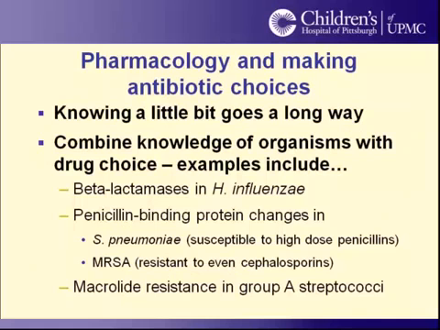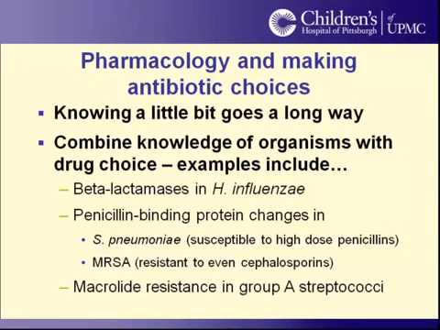I just want to note that pharmacology and making good antibiotic choices are natural things that go together, and not to be fearful of pharmacology. Knowing a little bit goes a long way here. We'll talk about several themes of pharmacology today, specifically combining our knowledge of organisms that cause our infections with specific drug choices. Some examples of this include beta-lactamase production in Haemophilus influenzae, which significantly influences choice of antibiotic for some of our common upper respiratory infections such as sinusitis and otitis media.